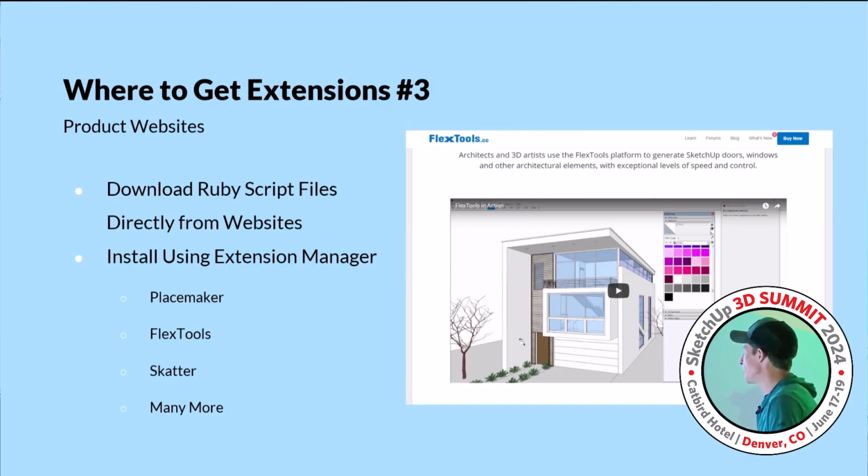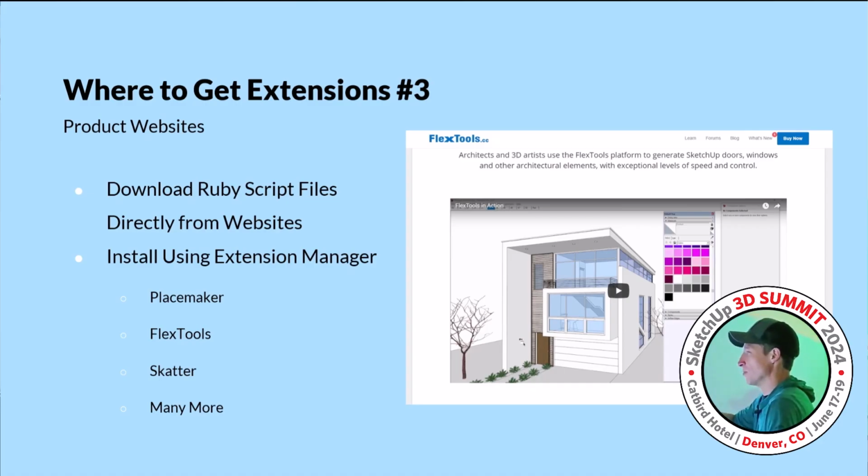Some extensions, usually the bigger, more robust ones, like Placemaker, Flex Tools, Scatter, sometimes you're going to download from a third-party website. Flex Tools is hosted on the Flex Tools website. So you end up purchasing a license and then they'll get you a link and you download it and install it that way, right?